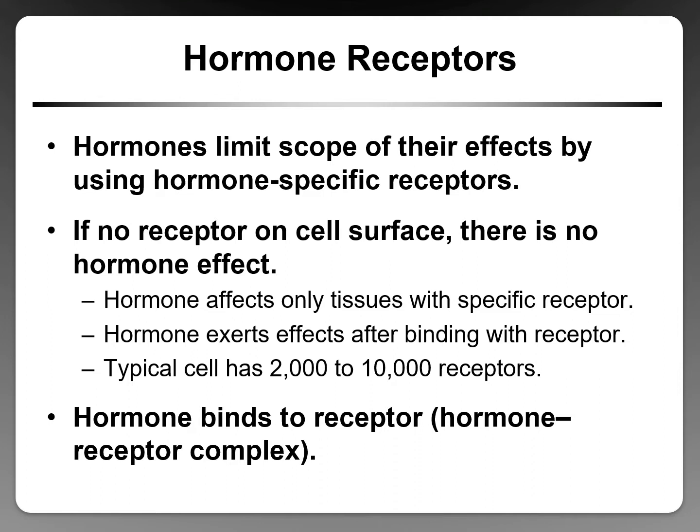Hormone receptors will also limit the scope of their effects because of our hormone-specific receptors. So even though hormones are released into the body and they circulate through the bloodstream, they can only act on cells that have the hormone-specific receptors. That means if there is no receptor on the cell surface, there can be no hormone effect. That means hormones can only affect tissues with their specific receptor. Hormones can then also only exert their effects after they have bound with that receptor. A typical cell that is going to interact with a specific hormone will have somewhere between 2,000 and 10,000 receptors. Once the hormone binds to the receptor, it creates something called the hormone receptor complex.